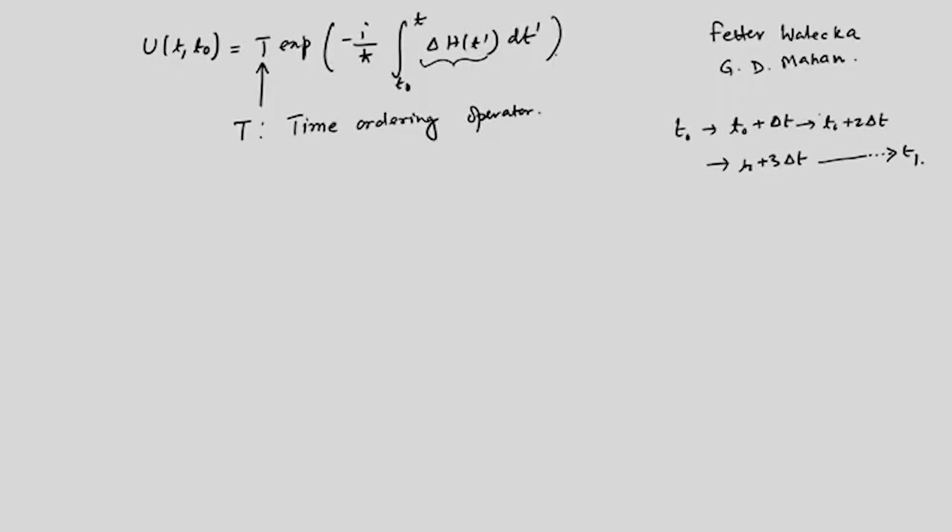And it of course makes sure that i h cross dU/dt is equal to delta H times U. So that is the Schrodinger equation, or the equivalent of the Schrodinger equation, for the operator. So that's the time dependent Schrodinger equation for this unitary operator U.